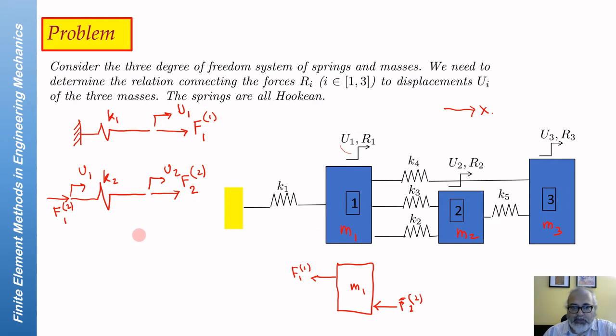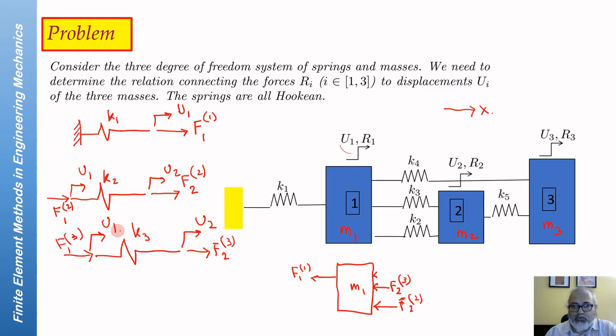Similarly, we can do it for 3, and here we will have F23, here we'll have F23 as well, and here we will have F13, whereas this point is u2 displacement and this is u1.